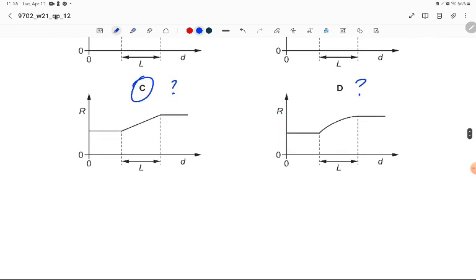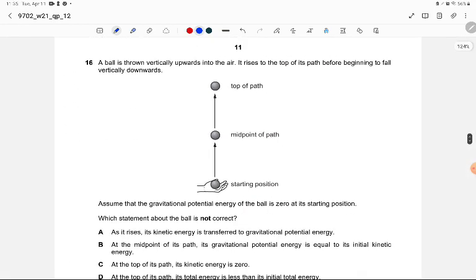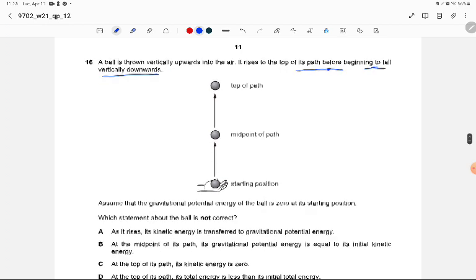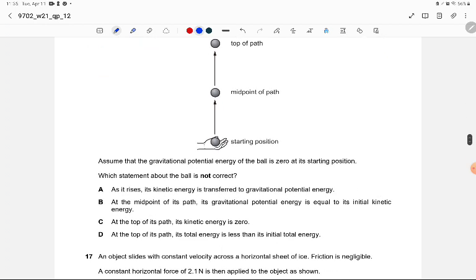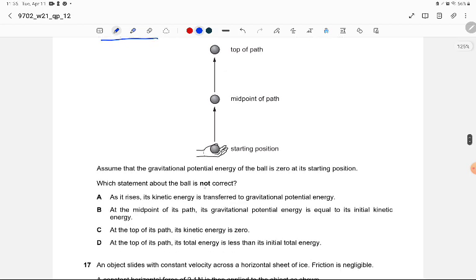Next question. A ball is thrown vertically upwards into the air. It rises to the top of the path before beginning to fall vertically downwards. Assume that the gravitational potential energy of the ball is 0 at its starting position. Which statement about the ball is not correct? So we need to find which statement is actually false.